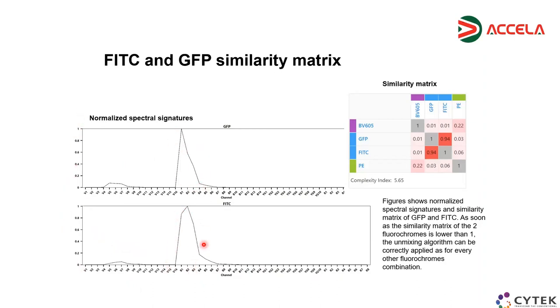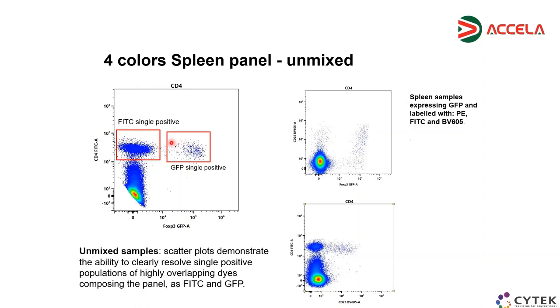The algorithm is overlapping these two spectral signatures and generating something called the similarity matrix. The similarity matrix could be comparable to your spillover matrix. As you can see here, FITC into GFP is 94% similar, very similar, but for our technology this is quite easy to do. You can see a complexity index of about 5. So we are able to separate these until you see something like 98%, 99%. We recommend keeping similarity not higher than 98% to 99%, not because the system cannot separate, but because the quality of separation cannot be satisfactory enough, especially for complex panels. That's the practical example of results. You can see quite nicely resolved populations of GFP single positive and FITC single positive on spleen samples.